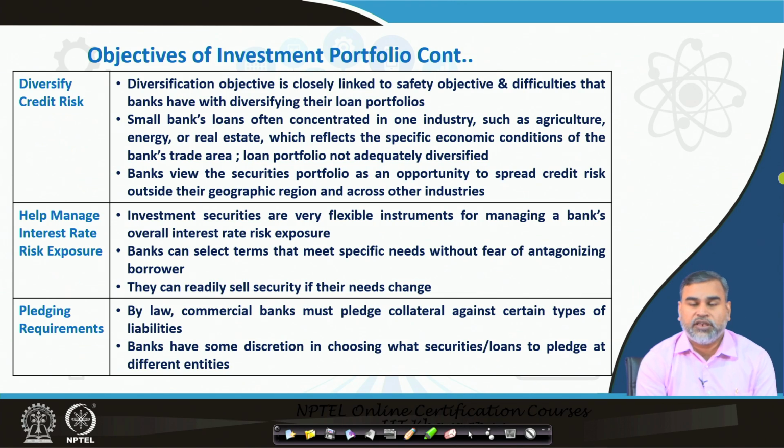So, overall, the banks want to maintain liquidity, reduce the risk, and maximize their return. These are the three broader objectives. If the three objectives are fulfilled, then automatically the banks become more stable, and in that context the return can also be maximized. So, these are the objectives of the investment portfolio that the commercial banks always use.